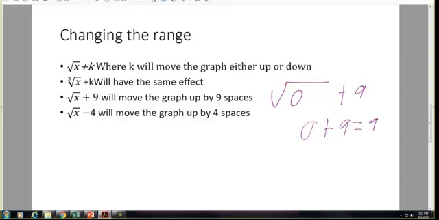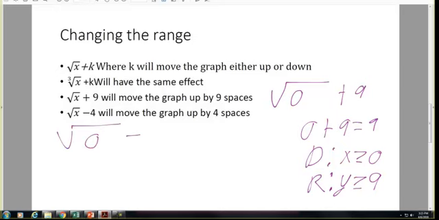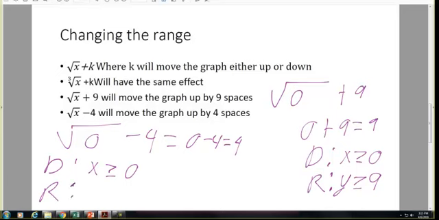giving me a range. My domain will still be x is greater than or equal to 0, but my range in this case will be y is greater than or equal to 9. Same with minus 4. We can plug in a 0 as the smallest number we can with the square root, giving me 0 minus 4, which is negative 4. And so my domain in this one is x is greater than or equal to 0, and our range is y is greater than or equal to negative 4. Forgot that negative on that one for the answer.